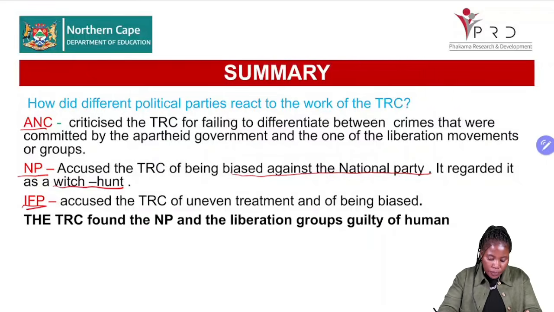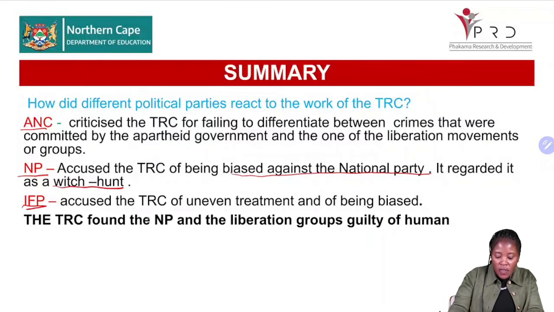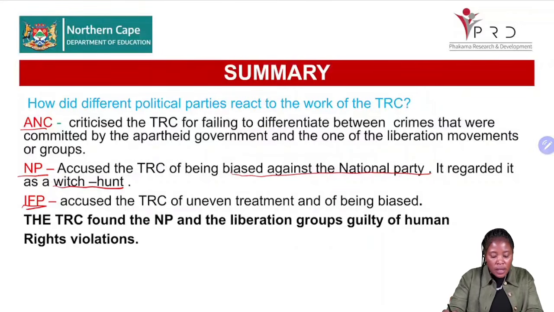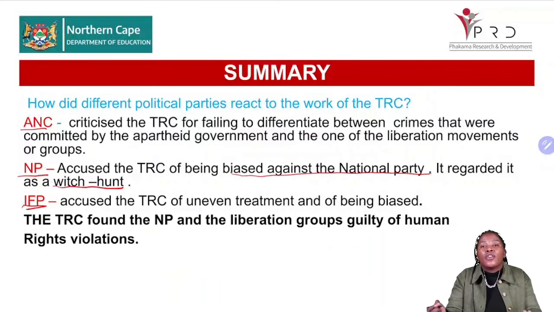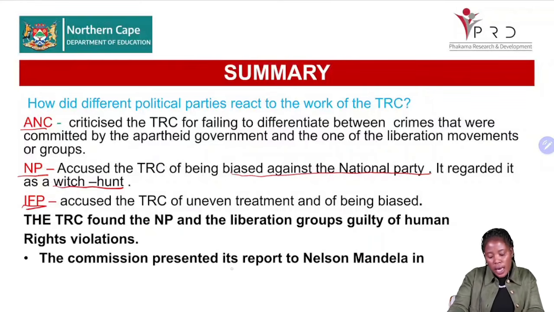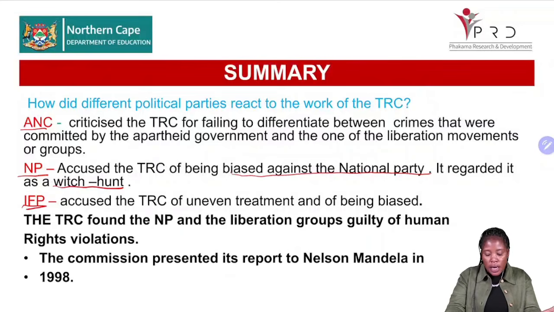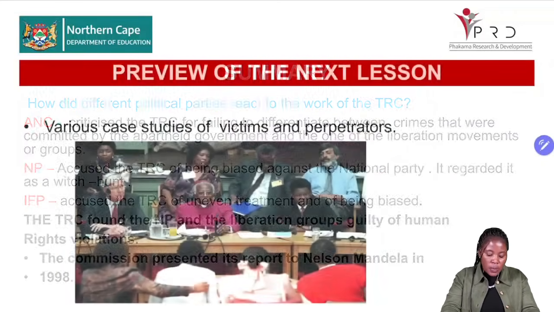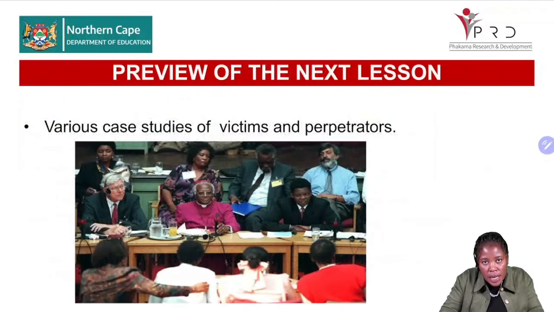And then it says here the TRC found the NP and the liberation groups guilty of human rights violations. So all these political parties that are discussed here were actually found guilty of gross human rights violations. Hence, they were expected to appear before the TRC and apply for amnesty. Now, we also learned that the TRC presented its report to Nelson Mandela in 1998.